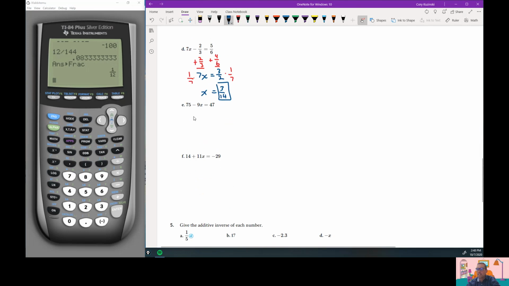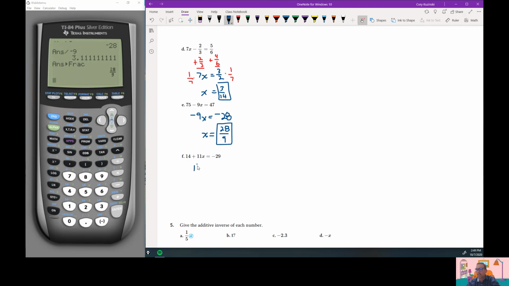All right, on E, let's subtract 75 from both sides. 47 minus 75 is -28, and then I'm going to divide both sides by -9. I know this is going to be a fraction. 3 1/9, or 28/9. Can't be simplified. Well, other than getting rid of the negative signs, of course.